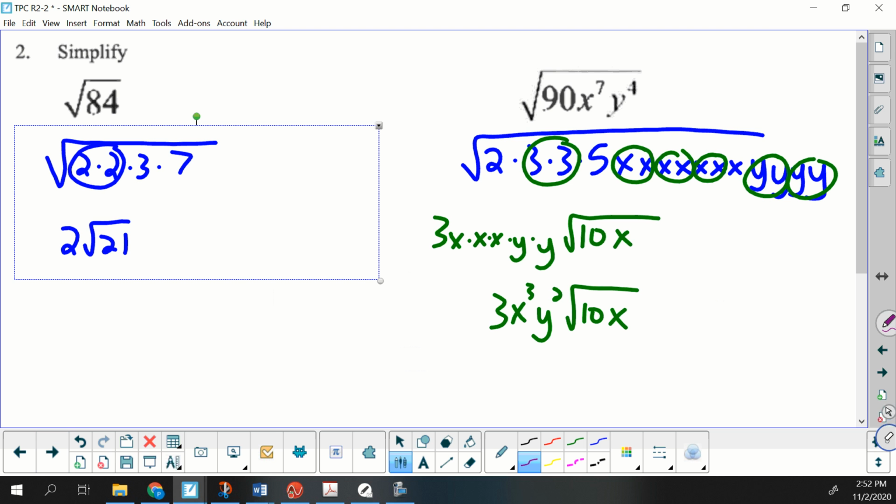In the second and third, do your prime number factor. We get 2 squared, 3 times 7. So we have a pair of 2's, put one out front. The others stay inside, 2 square root of 21. Prime number factor for 90, 2 times 3 times 3 times 5. You've got a set of 3's, so one of the 3's comes out. The 2 times 5 stays inside. You have 3 sets of x's, 1 from each comes out. 1x stays inside. 2 sets of y's, 1 from each comes out. So you have 3x cubed y squared, square root of 10x.